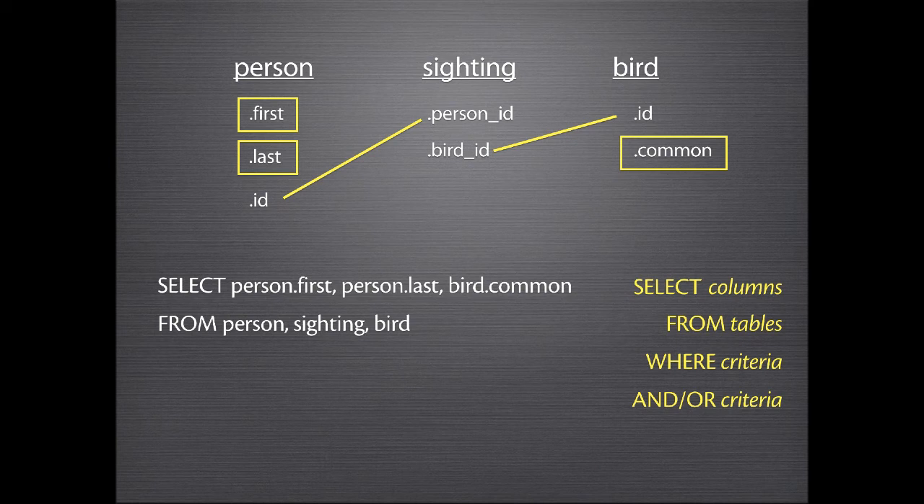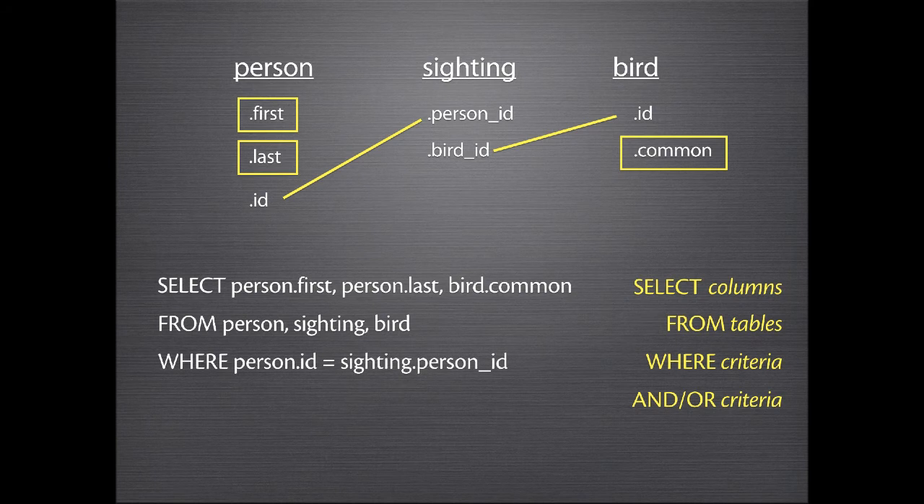Now the one thing that I want to emphasize right now, you'll notice that I'm not selecting any column from the sighting table. That's okay. So the from clause is not the same as the tables in the select clause, right? I'm only using 2 tables in the select clause, but because I can't get from person to bird without going through sighting, I need to have the sighting table in my from clause.